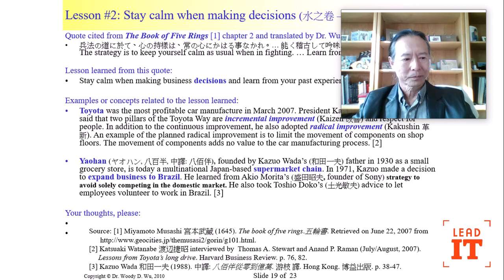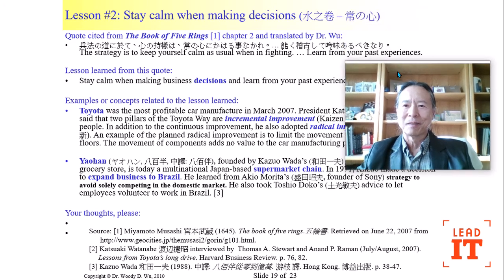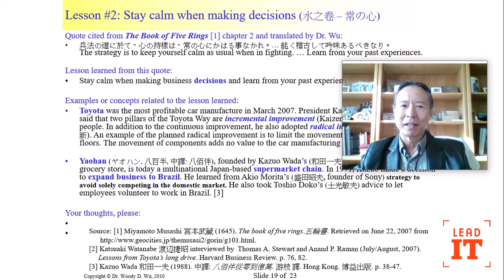Lesson number 2, stay calm when making decisions. As I mentioned, many upper management teams are so busy with meetings, they don't even have time to think. If you tell them to stay calm, it's going to be difficult. Some of the managers I know are making decisions during meetings. That's really bad. The strategy is to keep yourself calm as usual when in a fight.